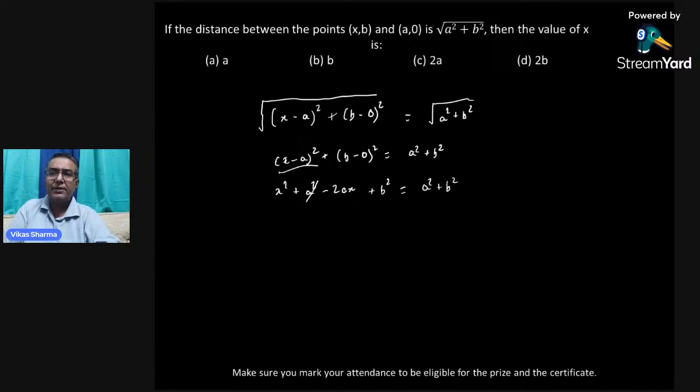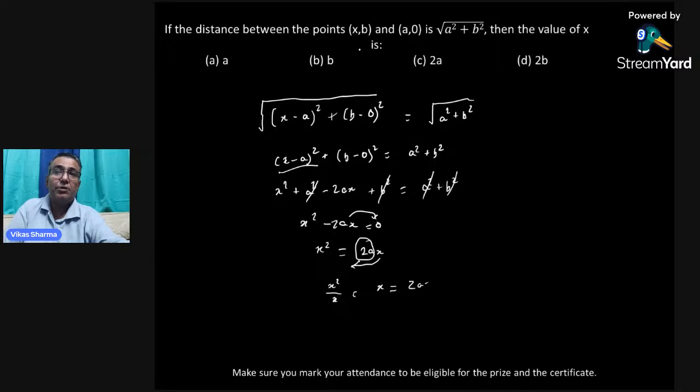Now a square is there on both the sides, that can get cancelled. B square is also there on both sides of the equal to sign, that also can get cancelled. So what we are left with is x square minus 2ax equal to 0. I take 2ax to the other side and get x square equal to 2ax. Then dividing by x, x square divided by x gives x, which should be equal to 2a. So yes, option C is the correct answer, and Vishmesh will get another 2 points for that. Let's move to the next question.